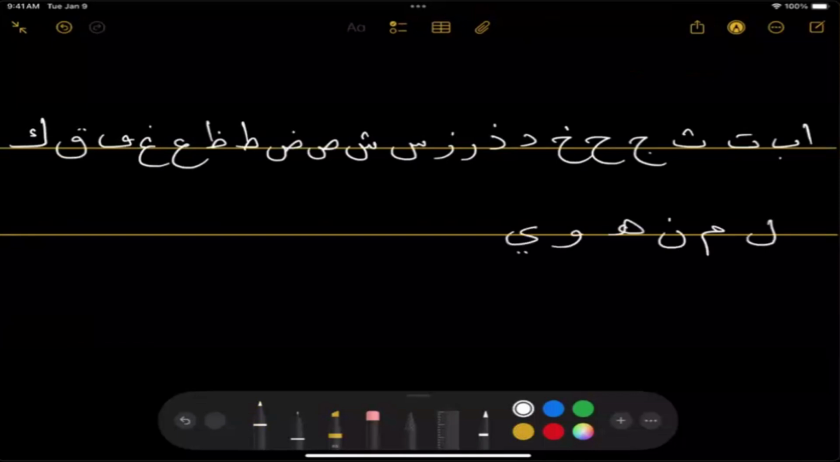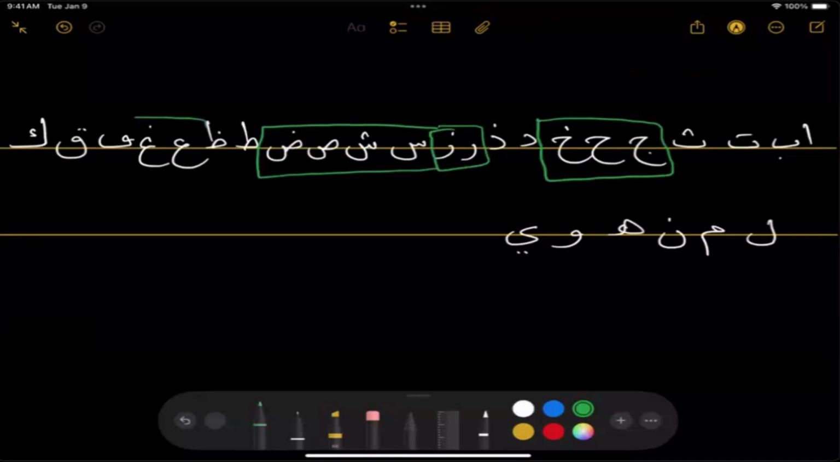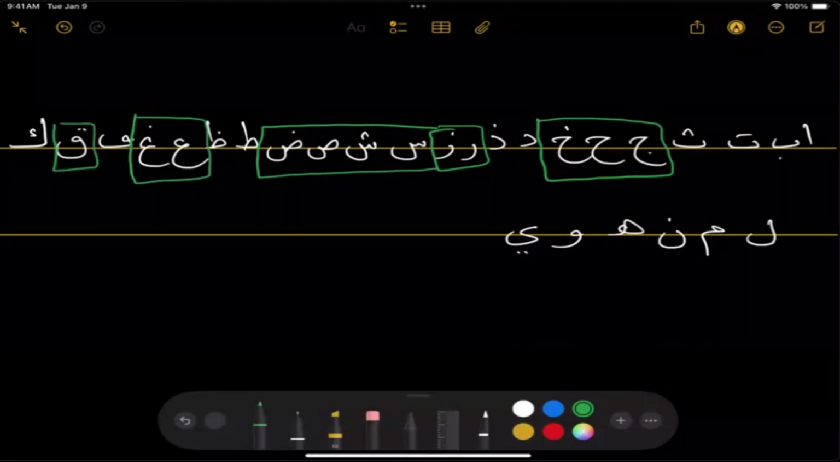So we see a number of letters under the line here. We have jim, ha, kha, ra, zay, sin, shin, sad, dad, ain, ghain, qaf, lam, meem, noon, waw, and ya.